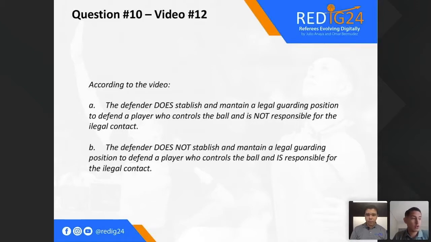Let's go back to video number 12, and you'll see a couple of examples. We have the same activity. Option A, the defender does establish and maintain a legal guarding position to defend a player who controls the ball and is not responsible for the illegal contact. Option B, the defender does not establish and maintain a legal guarding position, and he's responsible for the illegal contact. So let's see.